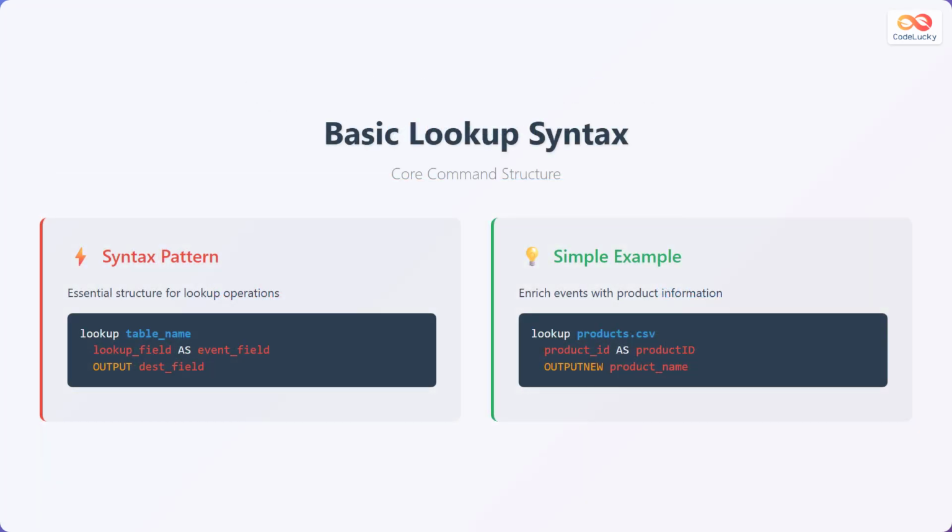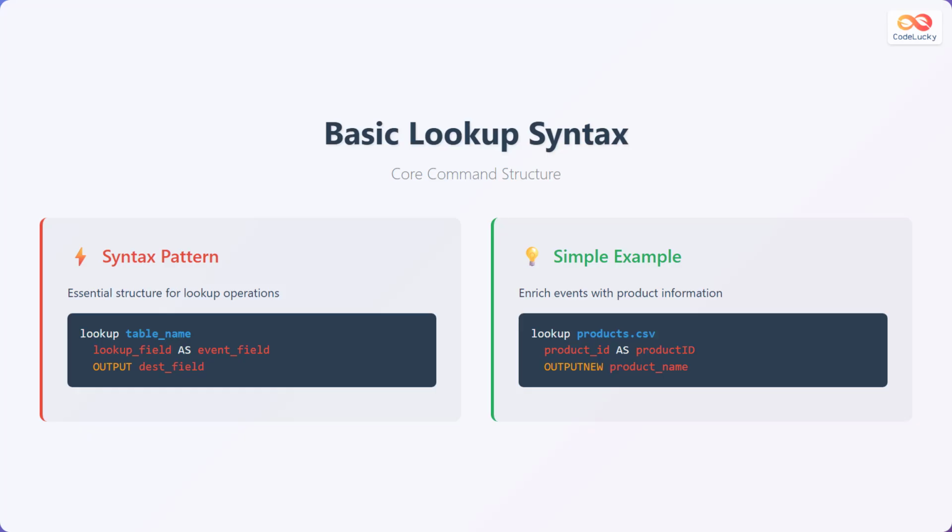Let's examine the core syntax structure for lookup operations. The basic lookup command follows a specific pattern that begins with the keyword lookup, followed by the table name which refers to your external data source. Next, you specify the lookup field, which is the field in your lookup table that will be matched against your event data. The AS keyword allows you to map this lookup field to a specific field in your events.